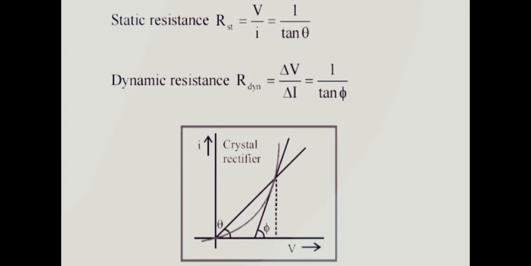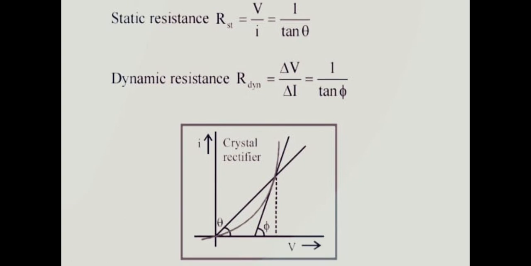Now what is dynamic resistance? Dynamic resistance R_dyn is equal to the change in voltage divided by the change in current. Delta means change, and that will be 1 by tan phi, not tan theta, because we have already used tan theta in static resistance. Now for dynamic we are using phi, and this is the crystal rectifier graph which shows the two graphs, static resistance as well as dynamic resistance. You can have a look.